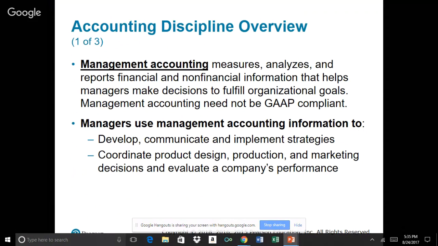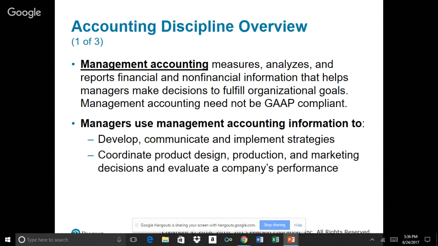Management accounting need not be GAAP compliant. One thing you have to remember, financial accounting is always following GAAP. Management accounting does not have to follow GAAP. Financial accounting is really an external report. Management accounting reports are really internal reports. We'll get more into that later on.